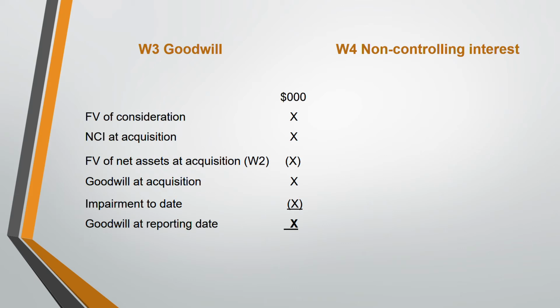So NCI, you first start with acquisition. NCI at acquisition. This could be at fair value or the proportionate method, anything. It will be given to you what the policy of the company is. Okay. So this NCI you will get from the fair value goodwill calculation.